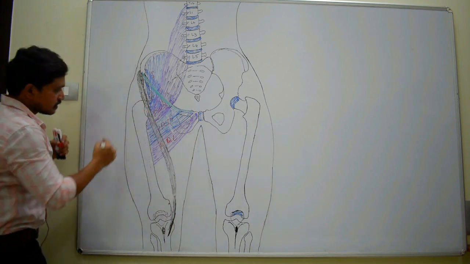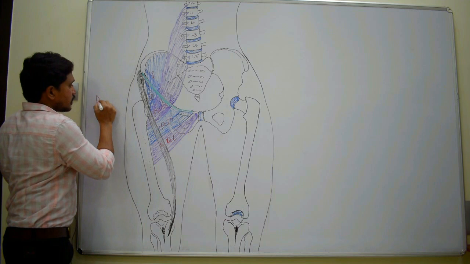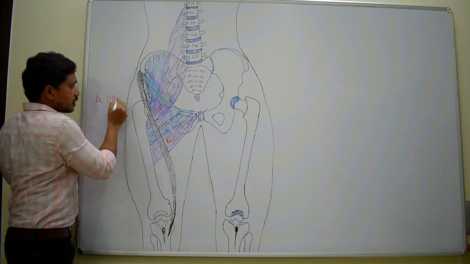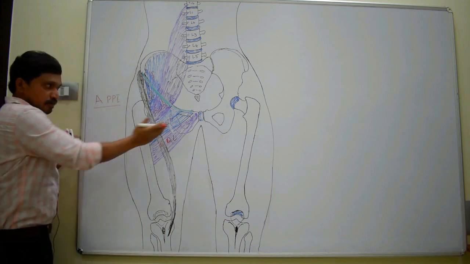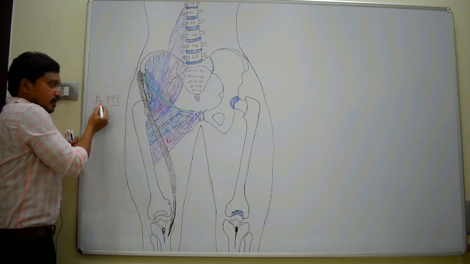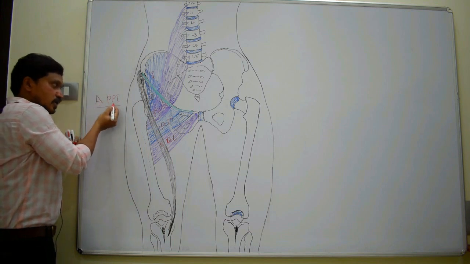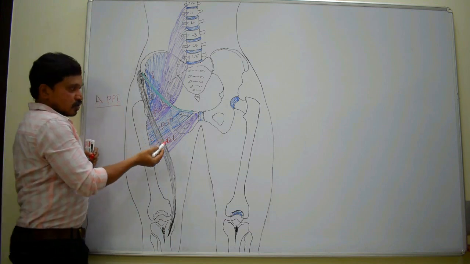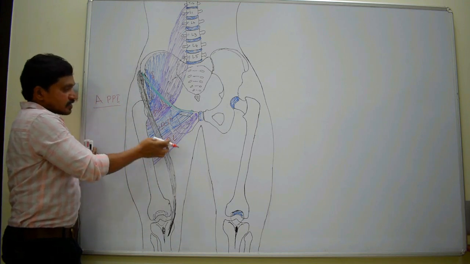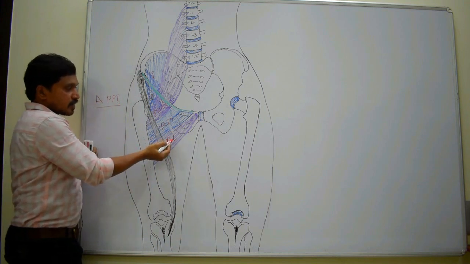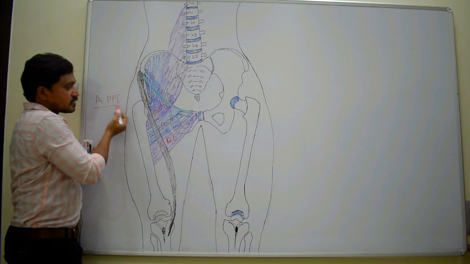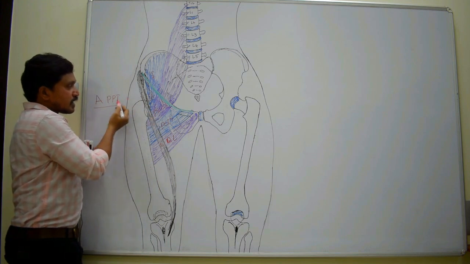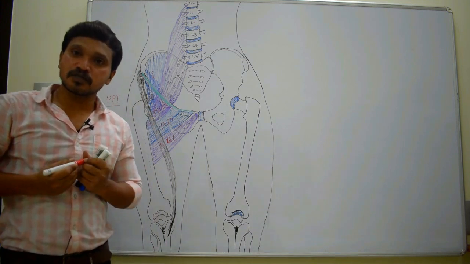How can you remember? Remember A, P, P, I. From medial to lateral side, adductor longus, pectineus, psoas major, iliacus. So floor muscles from medial to lateral side, A P P I: adductor longus, pectineus, psoas major, iliacus. So these are the floor muscles.